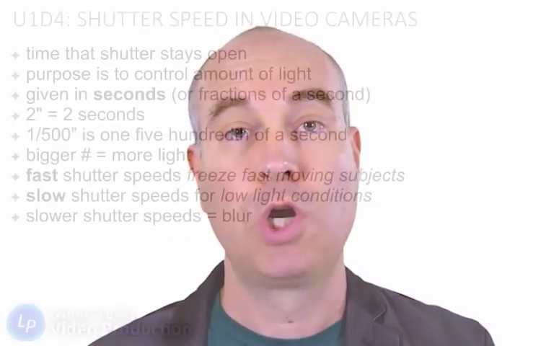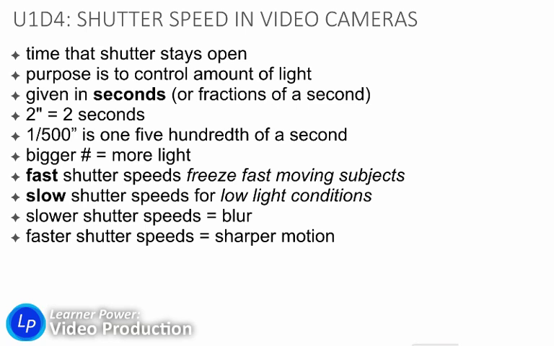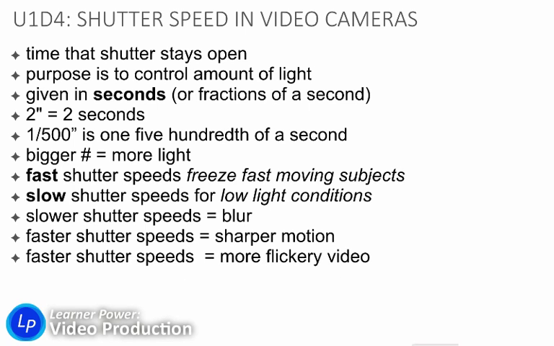If you're shooting with a slow shutter speed, then any amount of movement gets recorded as an object being in several places at once, which is what blur looks like on a camera. So you want to try to avoid slow shutter speeds if you can, because that produces blur. Faster shutter speeds are for sharper motion, and faster shutter speeds give you more flickery video. That is a byproduct of a fast shutter speed: the video can appear to flicker a little bit.